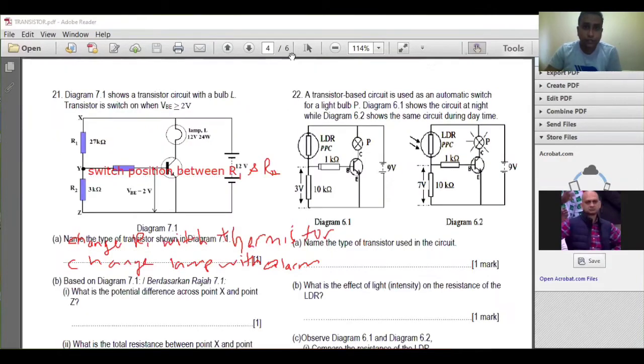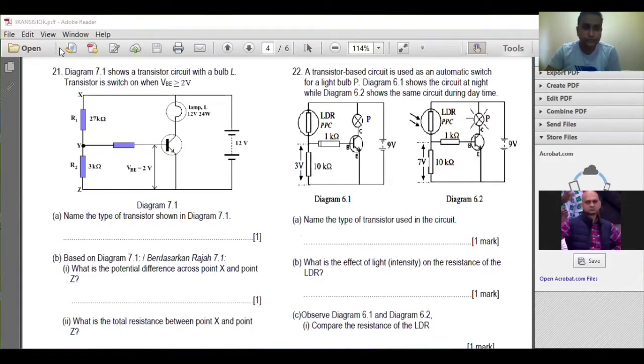Okay, question number 22. A transistor based circuit is used as an automatic switch for light bulb P. Diagram 6.1 shows the circuit at night, and diagram 6.2 shows the same circuit during the day. So name the type of transistor used. The arrow is going down, so this one will be NPN.